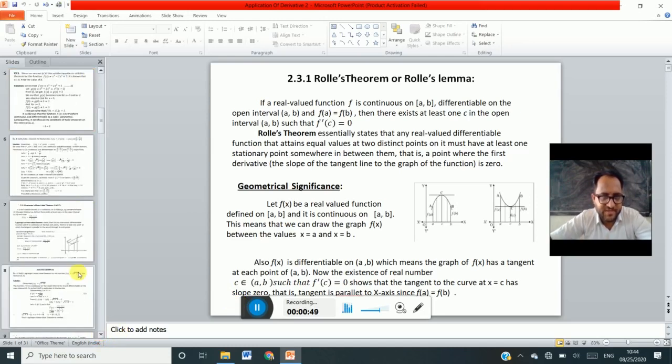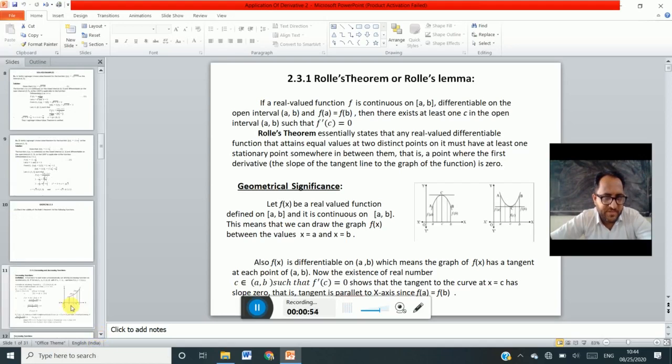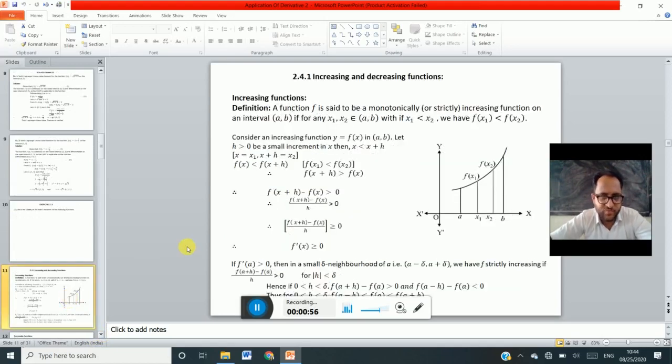So the next application is the increasing and decreasing function. This should be in your syllabus. So see the definition of the increasing function. First of all, a function f is said to be monotonically increasing. Monotonically means strictly. A function is said to be increasing if and only if that function satisfies this condition.